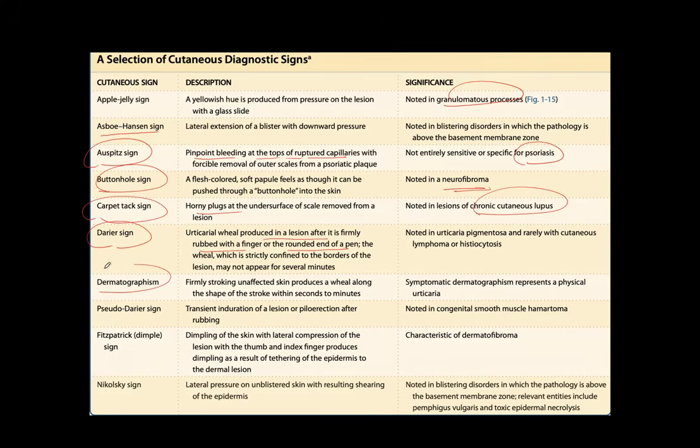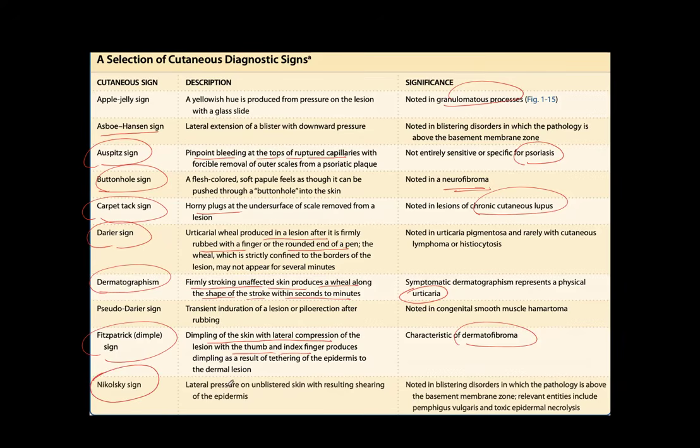Then dermatographism. This is typically seen in urticaria. Firmly stroking the unaffected skin produces a wheal along the shape of the stroke within seconds to minutes. Another important sign you need to know is the Fitzpatrick dimple sign. This is a characteristic finding in dermatofibroma. Dimpling of the skin with lateral compression. If you compress the area laterally with thumb and index finger, there will be dimpling of the skin. This is your Fitzpatrick dimple sign.